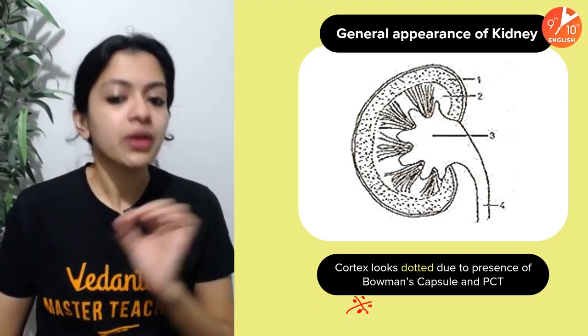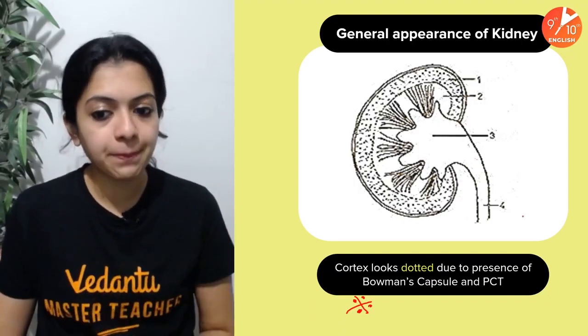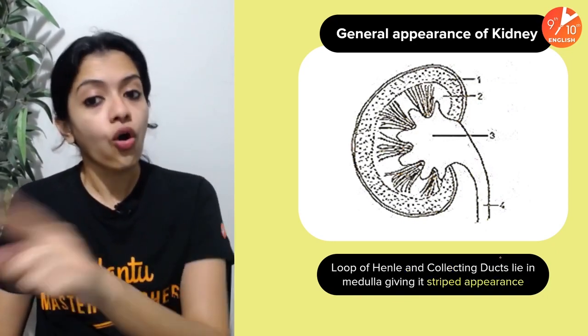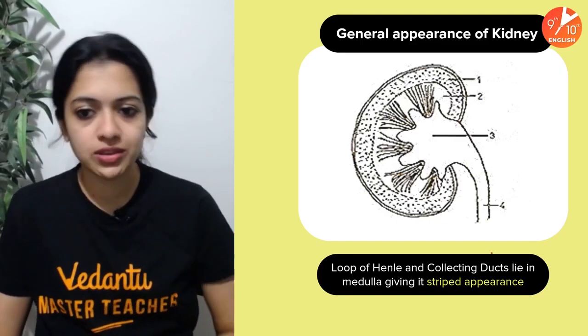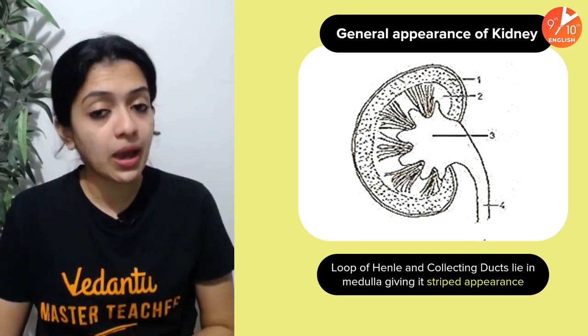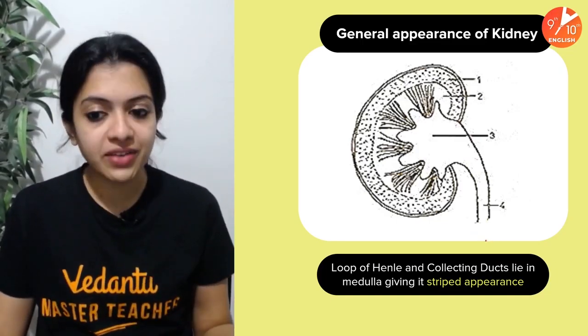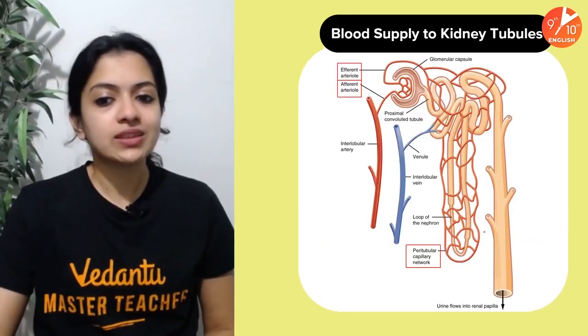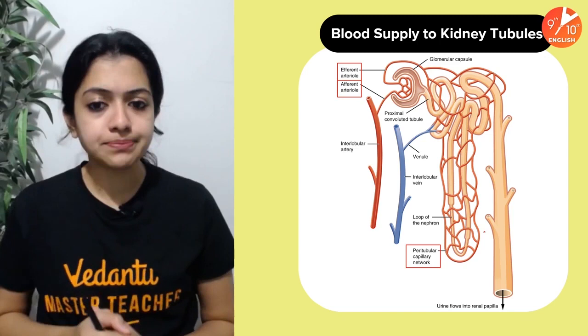So yes, the cortex has a dotted appearance due to the presence of Bowman's capsule and PCT, and contrary to this, the medulla has a striped appearance because of the loop of Henle and collecting ducts. So this is the anatomical design.